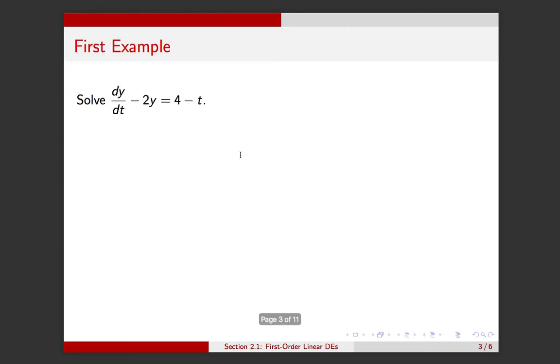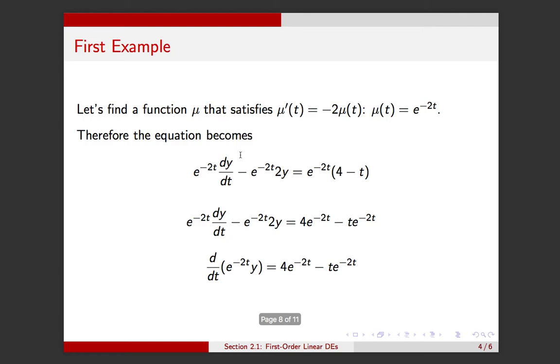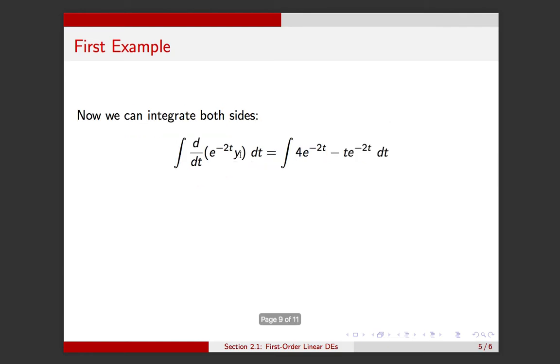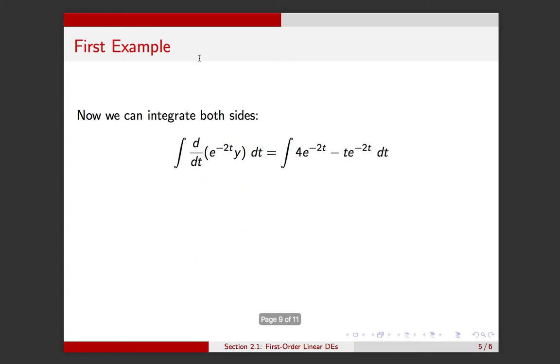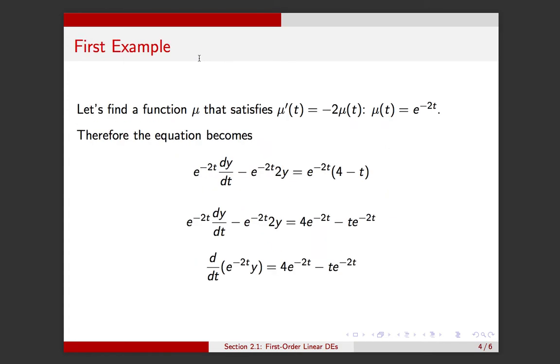Okay, so before moving on, to show you another example, let me just point out any equation of this form can be solved using this technique. The function mu is called the integrating factor. So that's why the methodology is called solving by integrating factors. And in this previous example, we just sort of thought about what it should be, right? We just said, well, if mu prime equals negative 2 mu, I get this thing that I want.